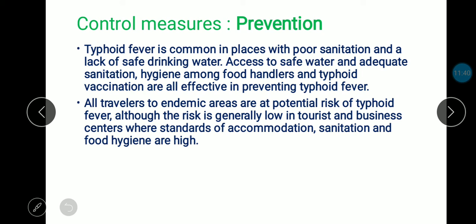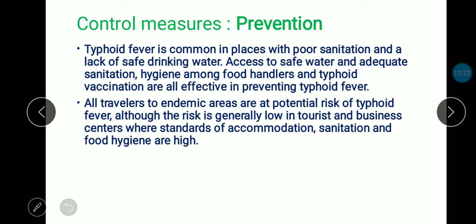Typhoid fever is common in places with poor sanitation and lack of safe drinking water. Access to safe water and adequate sanitation, hygiene among the food handlers, and typhoid vaccination are all effective in preventing typhoid fever. Means all these cleanliness activities, along with food handlers as well as drinking water sanitization, are also helpful for prevention.